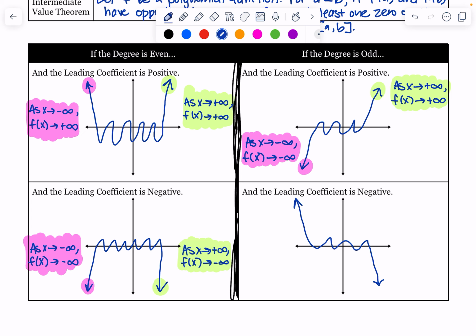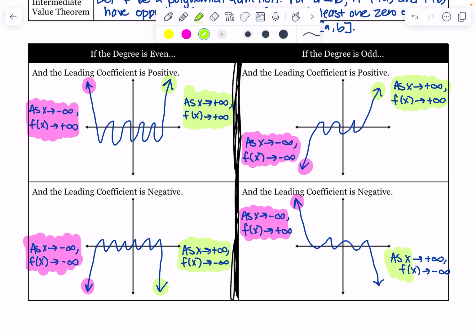Okay, last one, when we have a degree odd and leading coefficient negative, as x is going to negative infinity, so on the left of our graph, f of x is going up, so that would be positive infinity. And as x is going to positive infinity, so as we're going to the right, f of x is going to negative infinity, or going down.